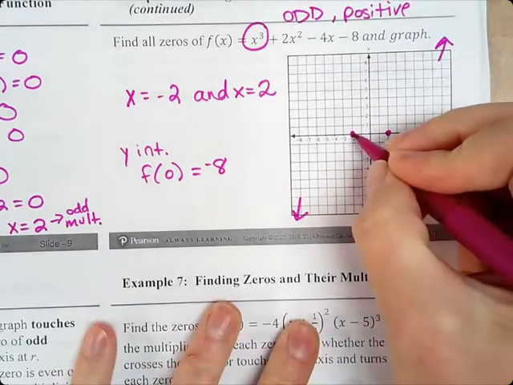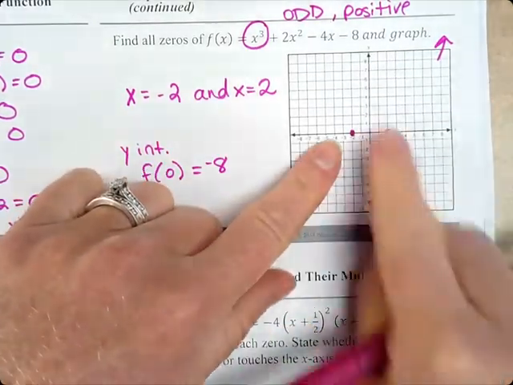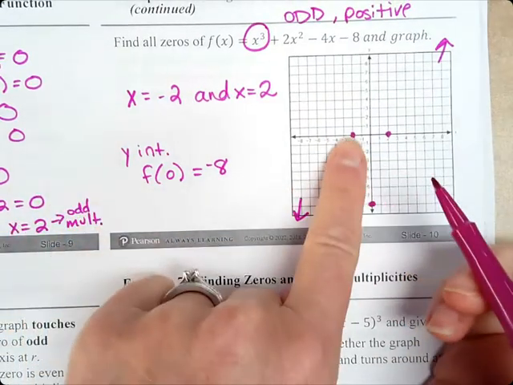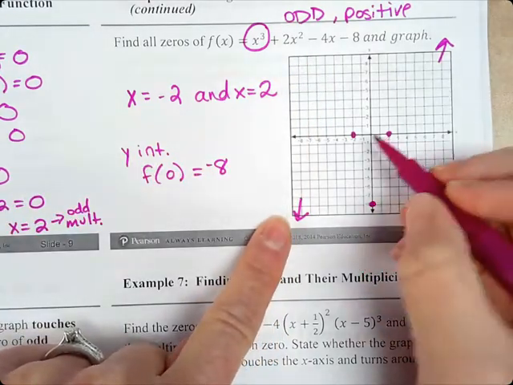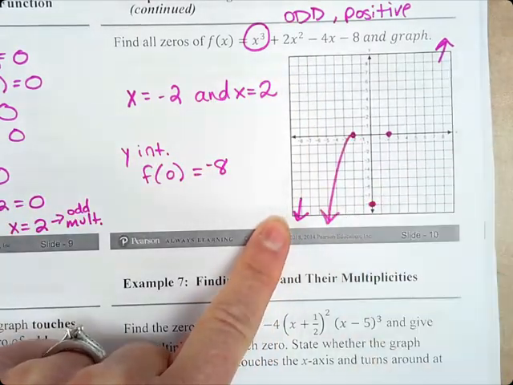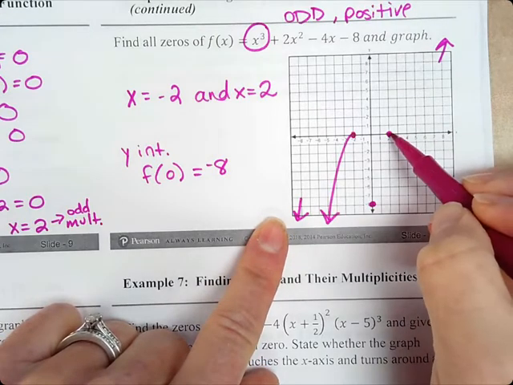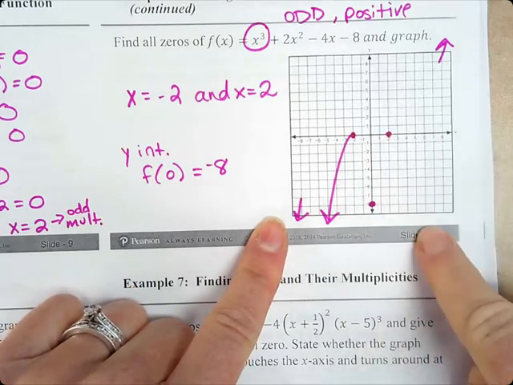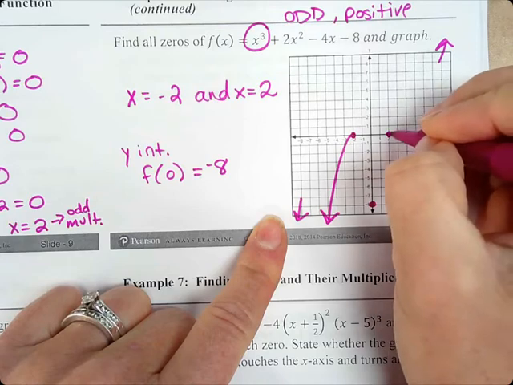So this one is going to go down. If you look, this is our last x-intercept. If I went up from there, it's not following my end behavior. So I know that this is going to go down. I know that this is going to go up because if it went down, that doesn't follow the end behavior. So this is going to go up.